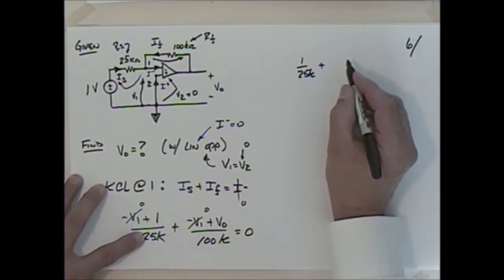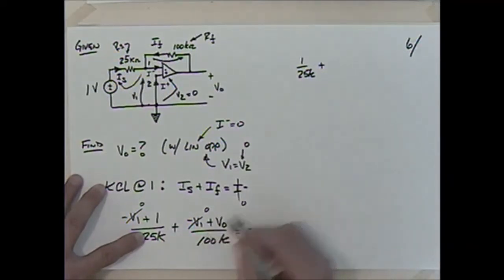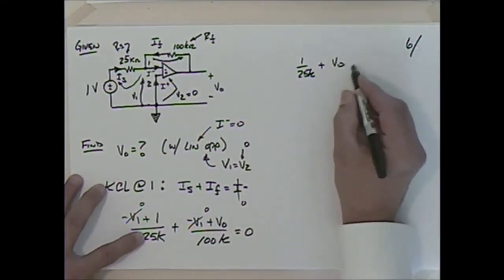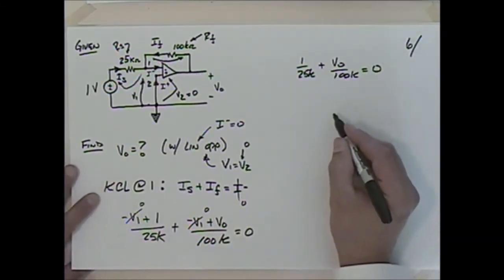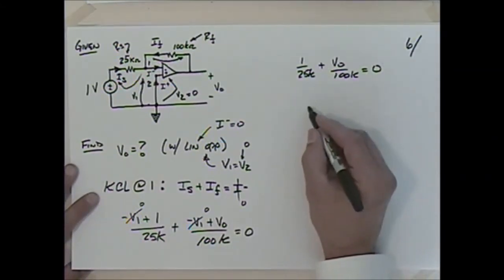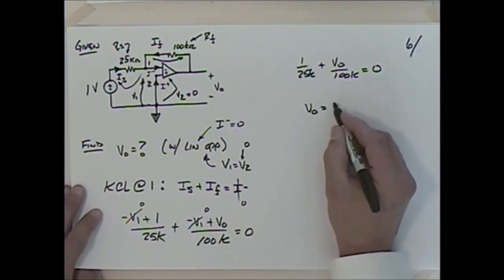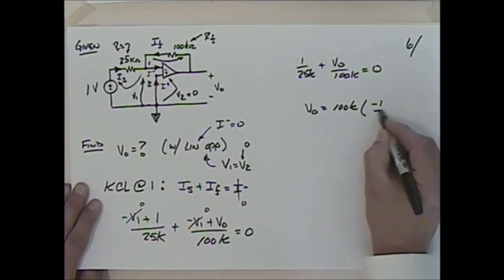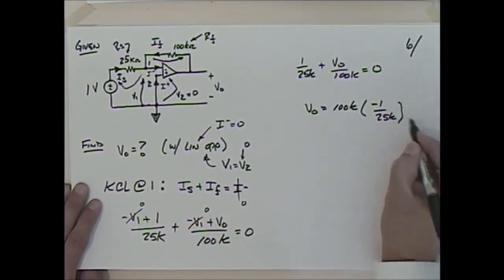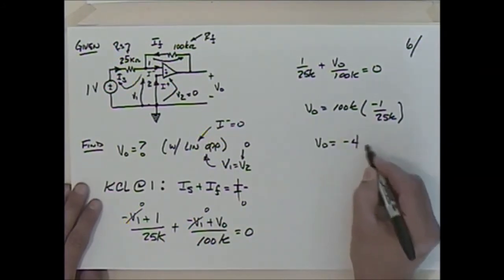V0... Did I mess that up? No, I'm good. Plus V0 divided by 100K is equal to 0. So if I solve for V0, I have that V0 is equal to minus 100K times 1 over 25K. Cancel the K's, and you have that V naught is equal to minus 4.